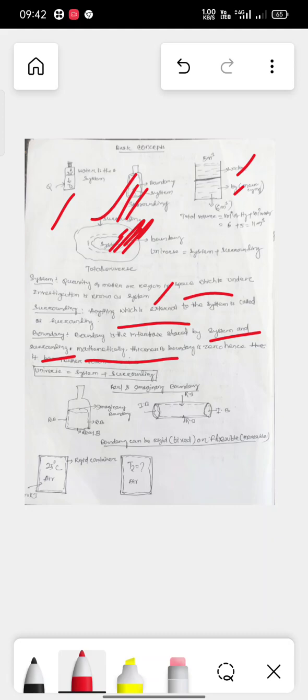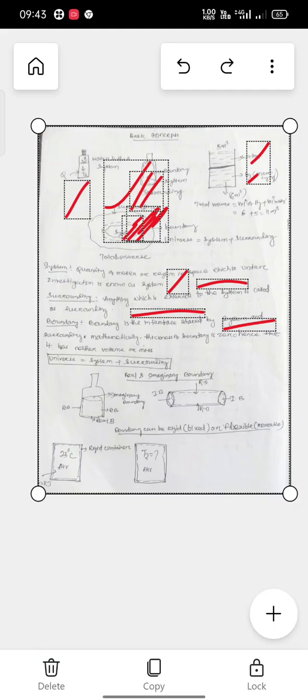Mathematically, the thickness of the boundary is negligible or zero. That is why the volume of the boundary is zero, or we can say mathematically the thickness of the boundary is zero. Hence, it has neither volume nor mass. Because the thickness of the boundary is zero, the volume or mass of the boundary is negligible.